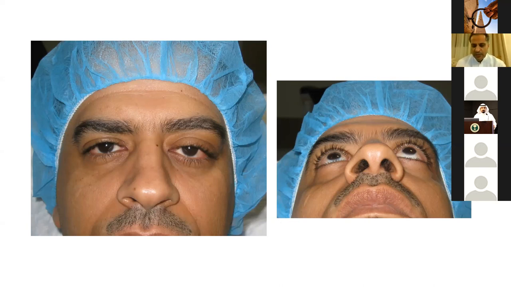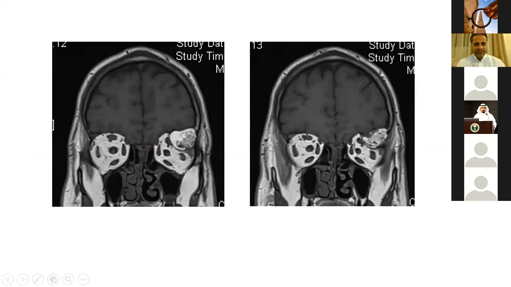Examination showed only proptosis. The rest of the examination was normal. Okay, so I need to request a CT scan to assess the orbit. We requested an MRI. Okay, that's fine. Okay, this is a coronal section of MRI. Almost like this is T1.